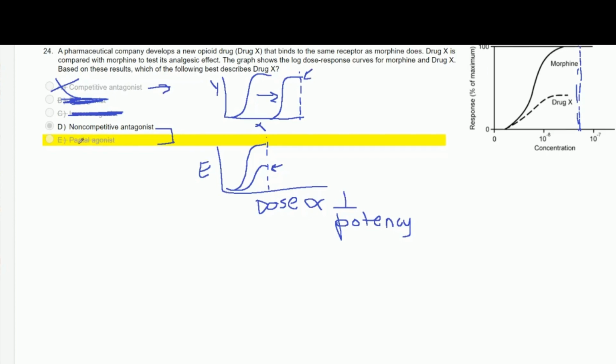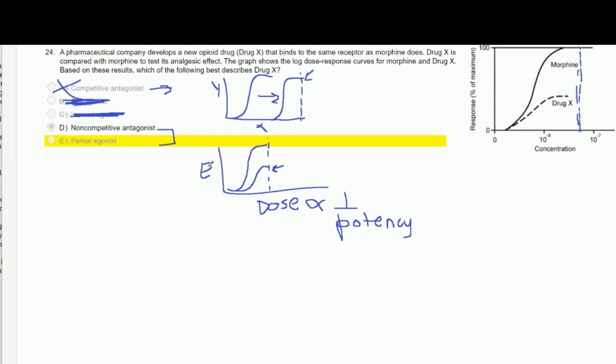Now, non-competitive antagonists and partial agonists, they have the same lines. They finish the race at the same time. The only thing that changes is the y-axis. The efficacy will be lower.